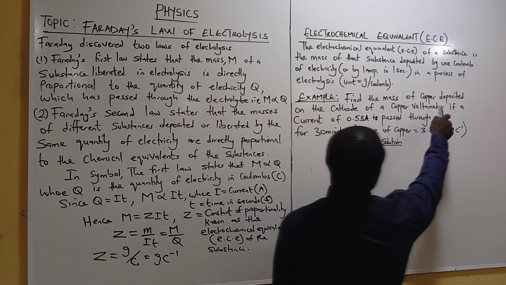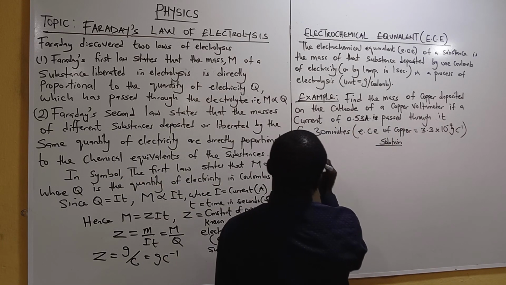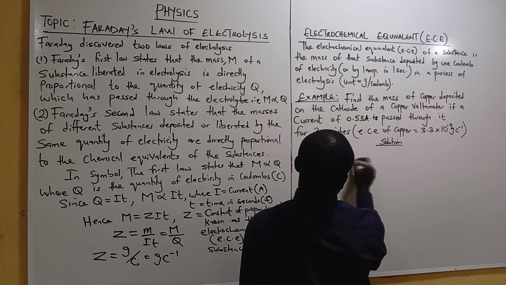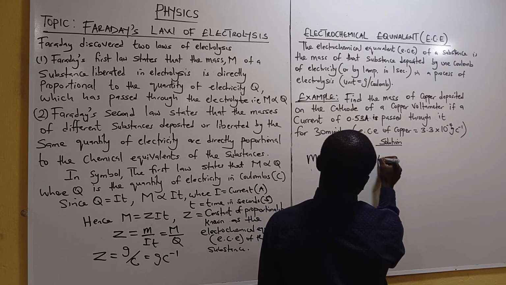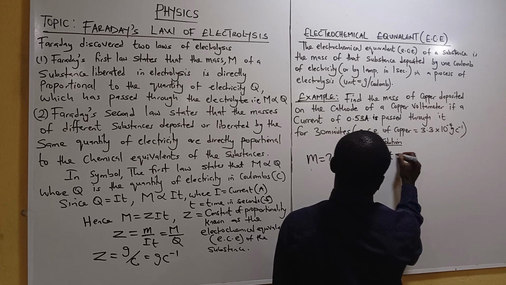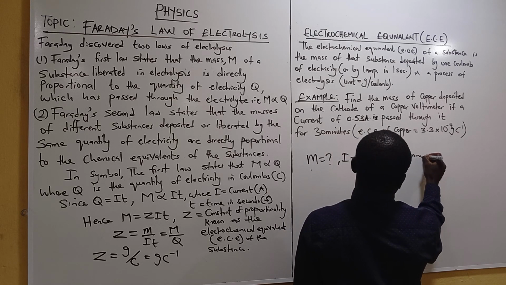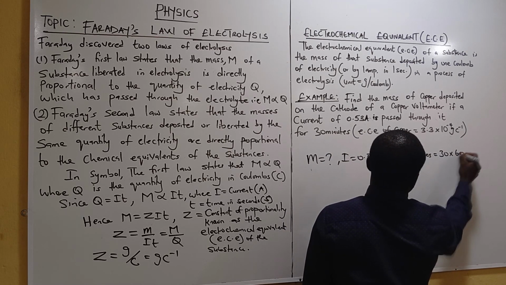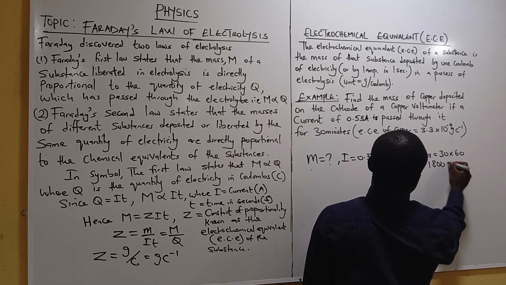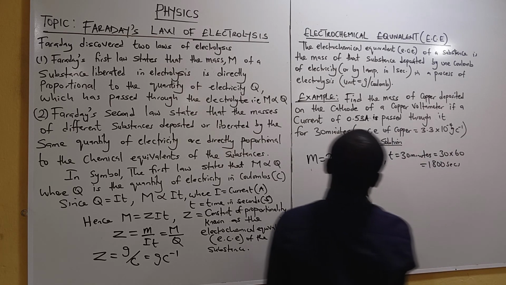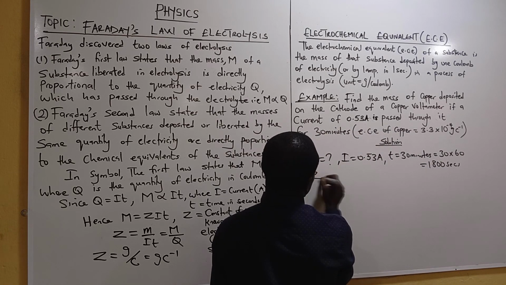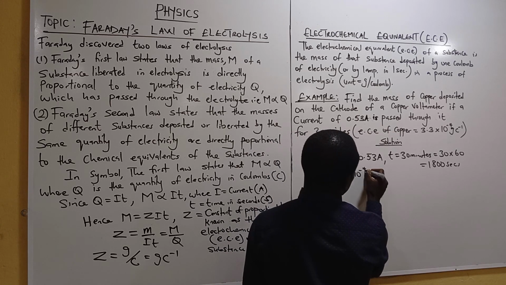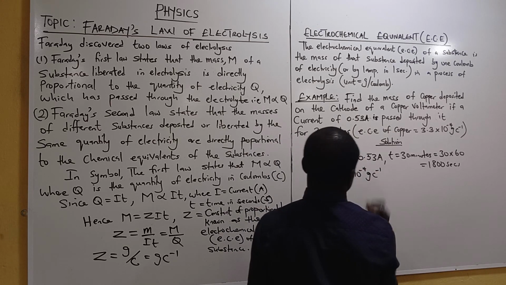Let's see. Find the mass of copper deposited if a current of 0.53 amp passes through it. Time is 30 minutes, which is 30 times 60, which is 1800 seconds. You have to convert it to seconds. Electrochemical equivalent Z equals 3.3 times 10 to the power minus 4 gram per coulomb.